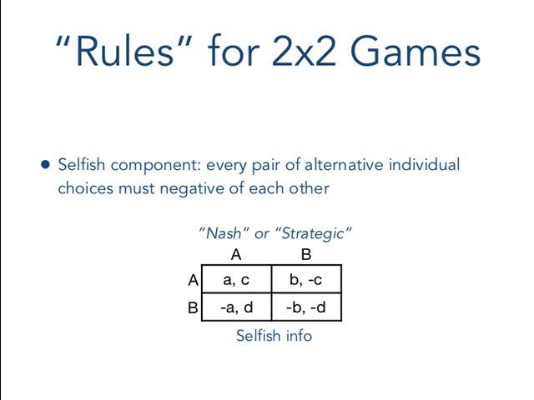With the selfish component, every pair of alternative individual choices must be negatives of each other. Sorry, I forgot some words here. It must be negatives of each other. Anyway, here I put an example. Player 1 chooses strategy A, and player 2 chooses strategy A. So player 1 gets a payoff of A. If they switched, they'd get a payoff of -A. And so we can see this idea repeats throughout this selfish component.